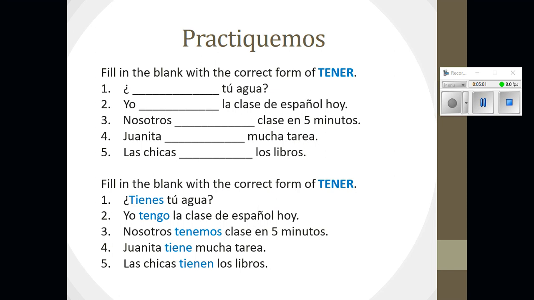Y número 5. Las chicas tienen los libros. Las chicas is like saying they. We know they, if it's all girls, is ellas. And tienen is the ellas form of the verb tener. The girls have the books.